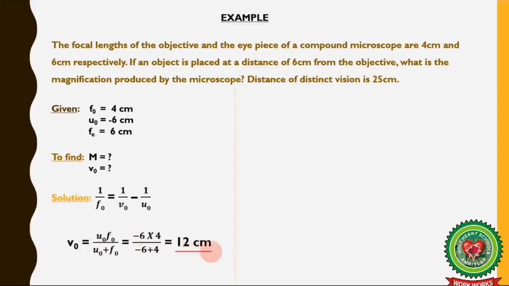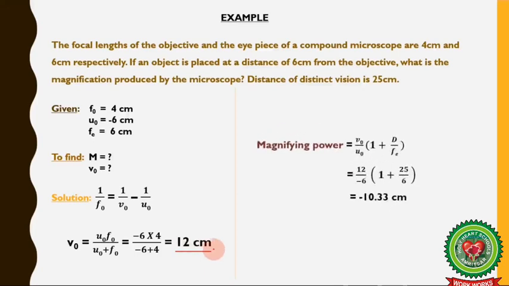Now we can put this value in to find the magnification. Magnifying power is equal to v0/u0 times (1 + D/fe). The v0 value is 12 cm, u0 is 6 cm, and D is 25, fe is 6. After solving it, we get magnifying power is equal to minus 10.33. The negative sign here shows that the final image formed is inverted with respect to the object. That's the end of the topic. Thank you.